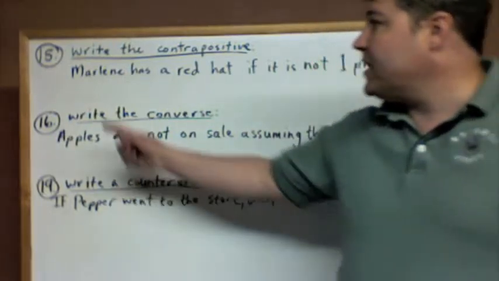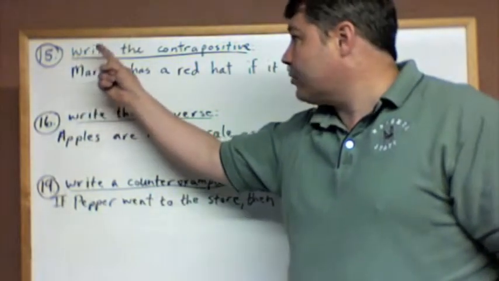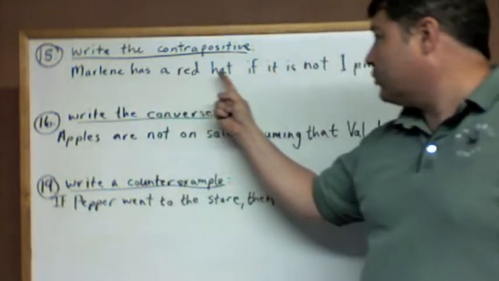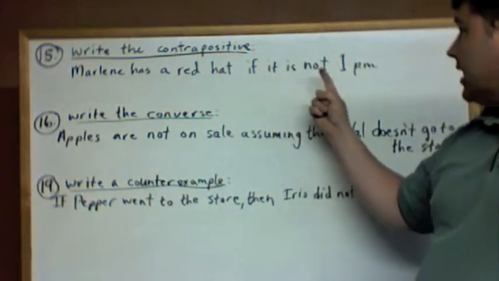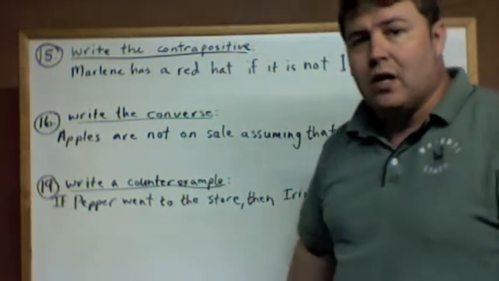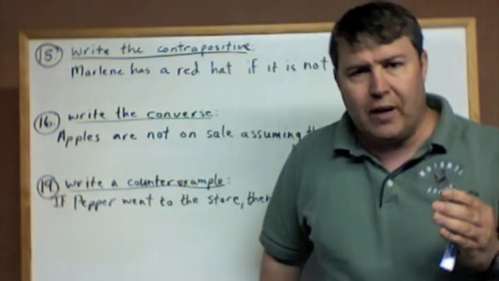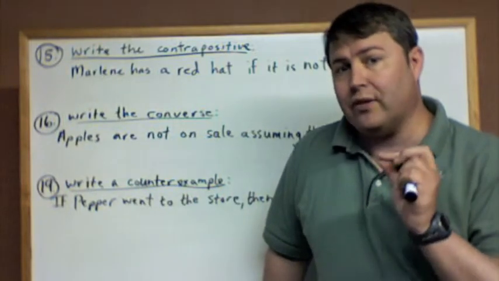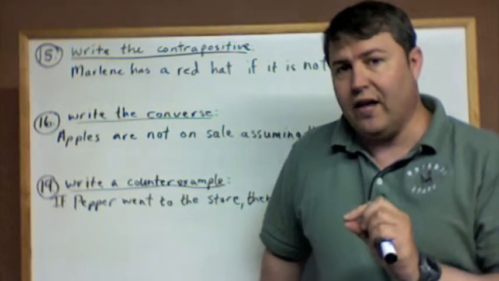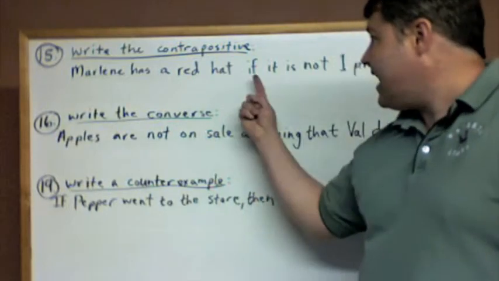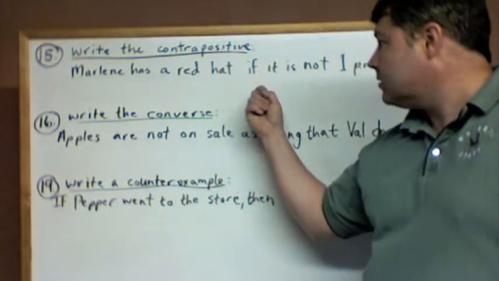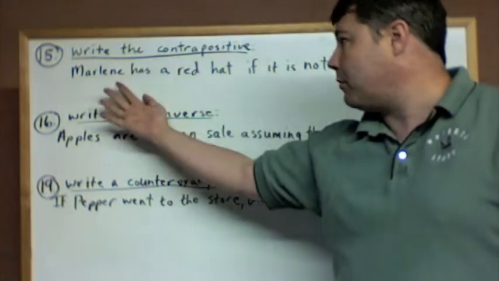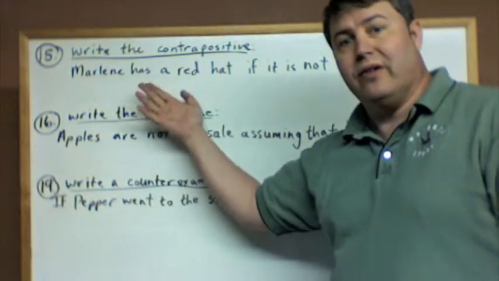All right, number 15 will be the first one. It says, write the contrapositive. Marlene has a red hat if it is not 1 p.m. The first thing we need to do to write the contrapositive is figure out what the original if-then statement is. So we have to put this in if-then form. The if is in the middle of the statement: if it is not 1 p.m. That makes the first part, Marlene has a red hat, the then.